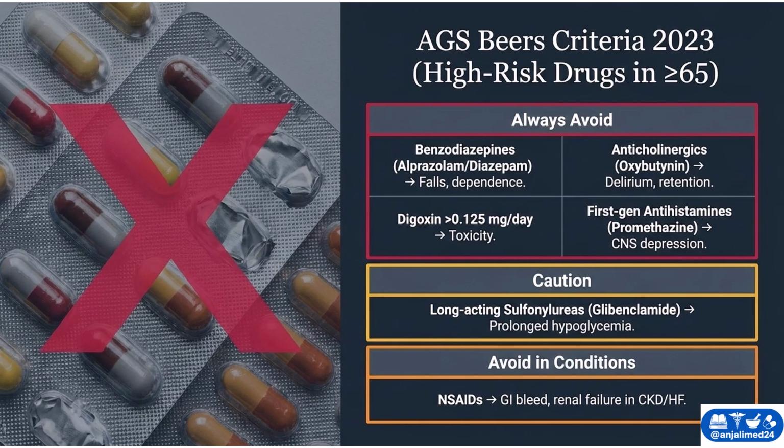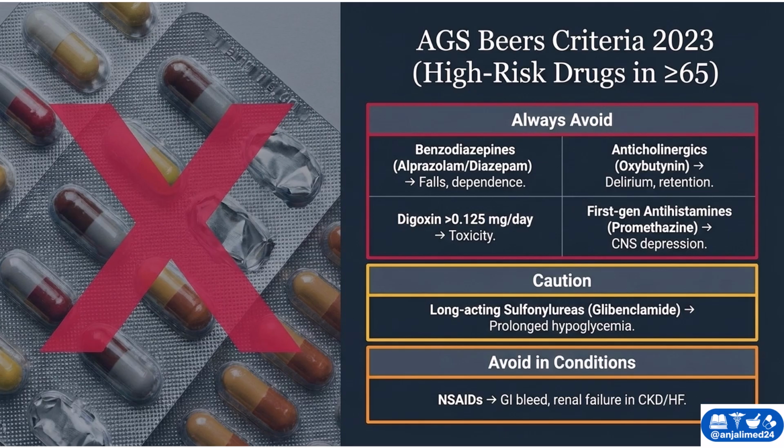To address this challenge, the American Geriatrics Society developed the Beers Criteria, one of the most important medication safety guidelines in modern clinical practice. This slide summarizes key high-risk medications identified in the 2023 AGS Beers Criteria for adults aged 65 years and older. Let's begin with the always avoid category.